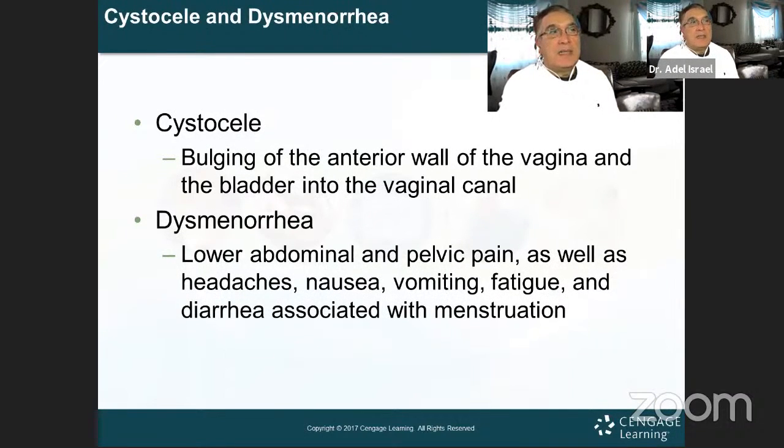Cystocele, cyst means sac, and what is this? It is the bulging of the anterior wall of the vagina and the bladder into the vaginal canal. So this will make trouble for the lady in urination.